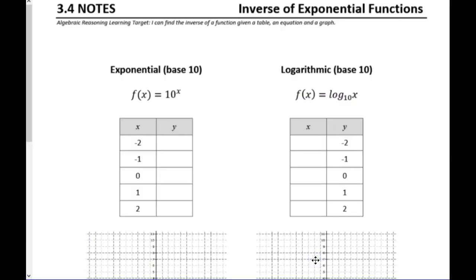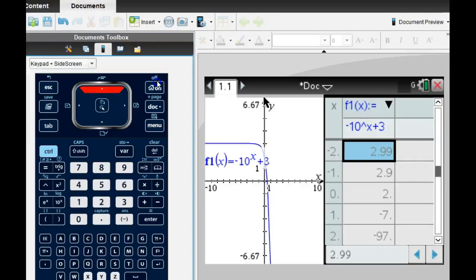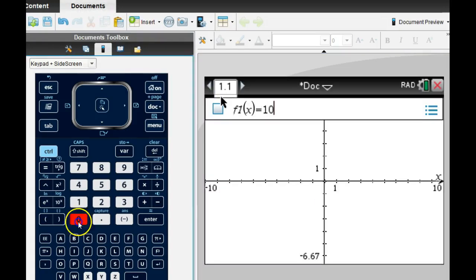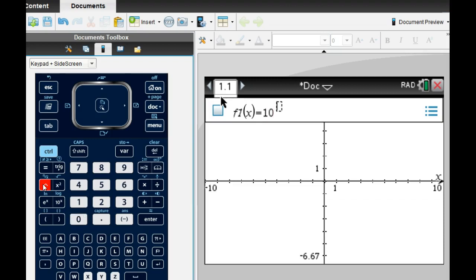So first thing I want you to do is we need to fill out this table. So what I want you to do is graph 10 to the power of x and then write down the table. Okay, so let's fill this table together. Let's go to our calculators. So, calculator 10 to the power of x. So, graphing it, 10 carets right here, x.